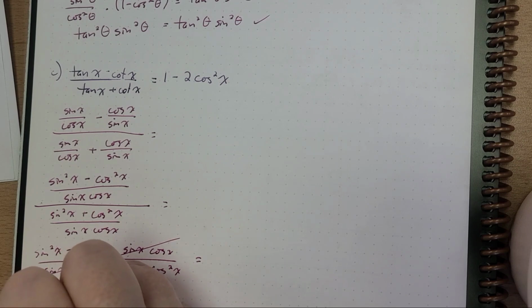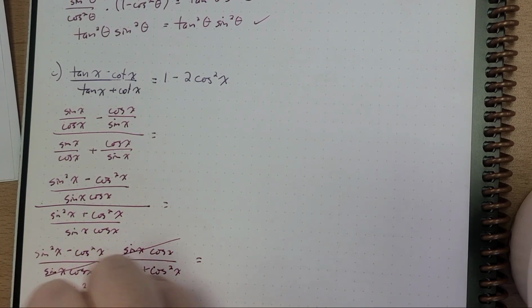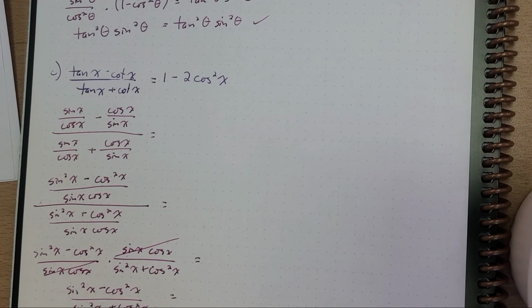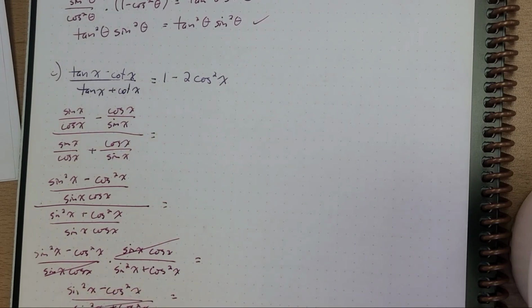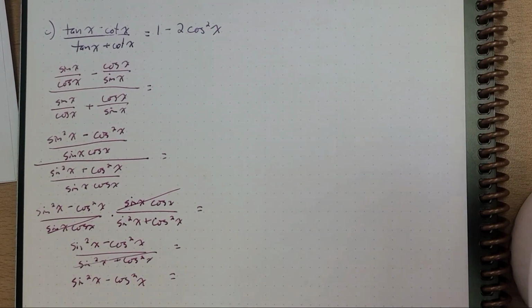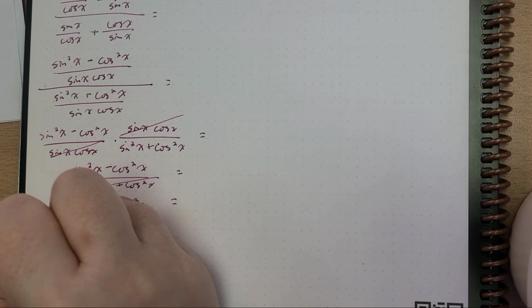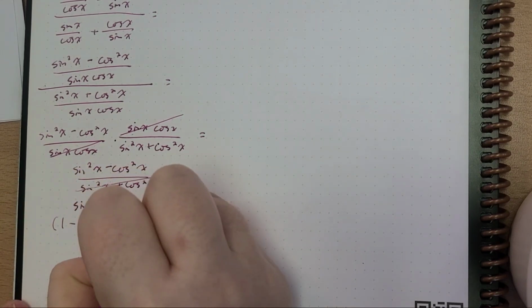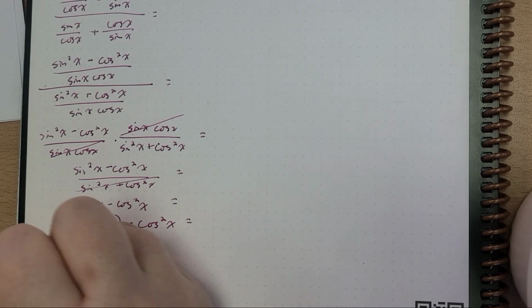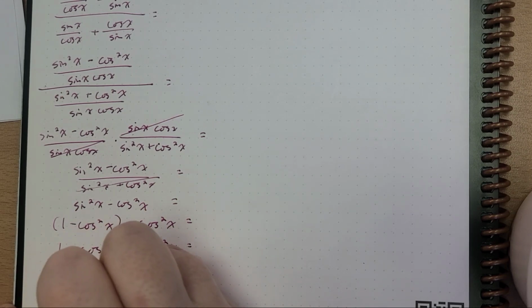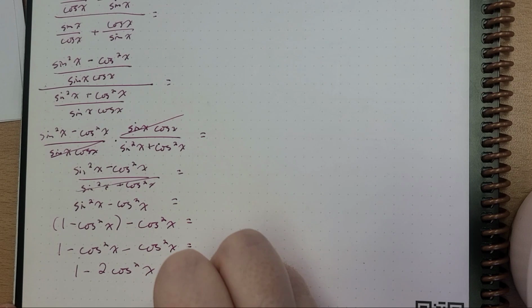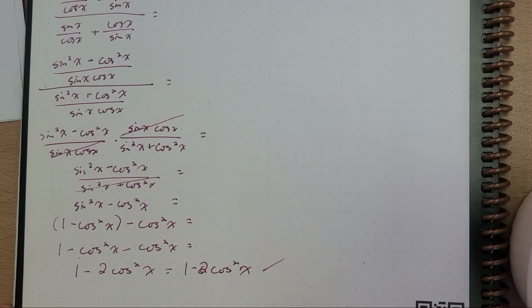So now we just have sine squared x minus cosine squared x all over sine squared x plus cosine squared x. Well, sine squared x plus cosine squared x, that is just equal to 1, right? So now we just have sine squared x minus cosine squared x. All right, well, what's that equal to? Well, we can think of sine squared x as 1 minus cosine squared x. And this is minus cosine squared x. And so this becomes 1 minus cosine squared x minus cosine squared x, which becomes 1 minus 2 cosine squared x, which is what we started with. And so we have verified that.